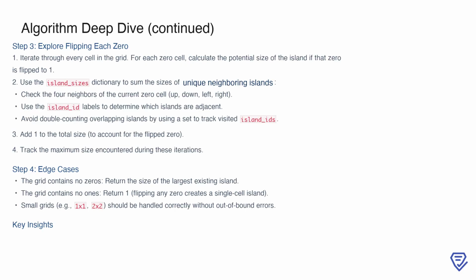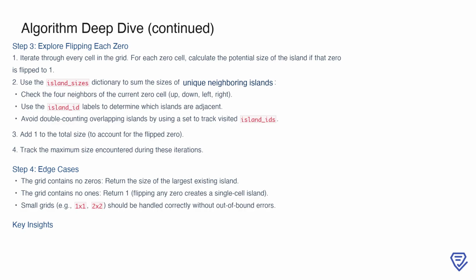cell. Once the islands are labeled and their sizes are pre-computed, the next step is to explore flipping each 0 in the grid. For every water cell, we calculate the potential size of the island that would form if that cell were turned into land. To do this, we examine its 4 neighbors, up, down, left, and right. Using the island_ID labels, we identify the unique islands adjacent to the current 0. By summing the sizes of these neighboring islands, which we retrieve from the island_sizes dictionary, we estimate the new island size. To avoid double counting, we use a set to track the unique island_IDs of the neighbors. Finally, we add 1 to the total size to account for the flipped 0 itself.